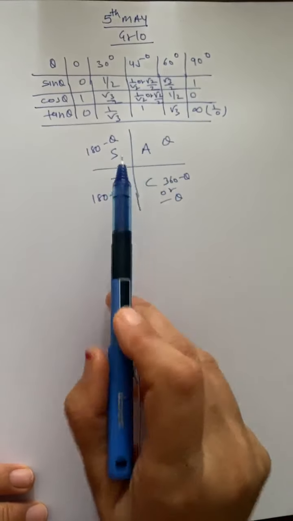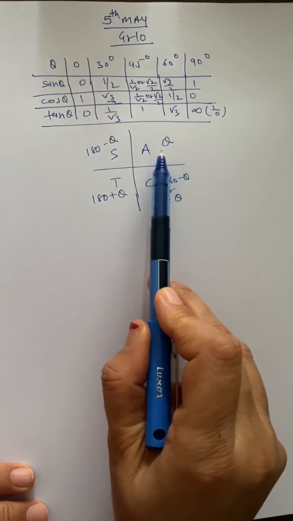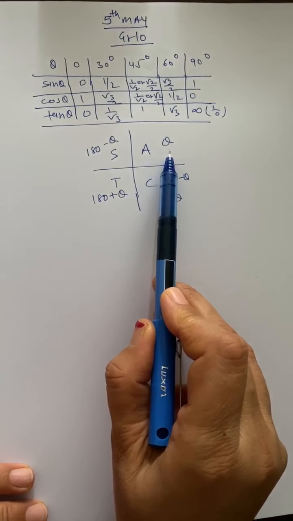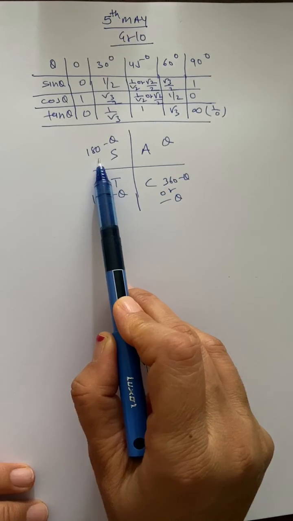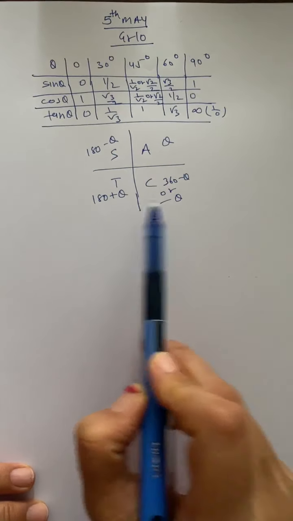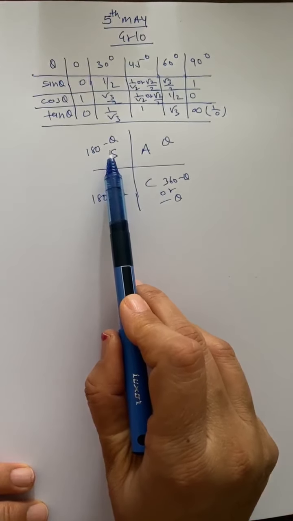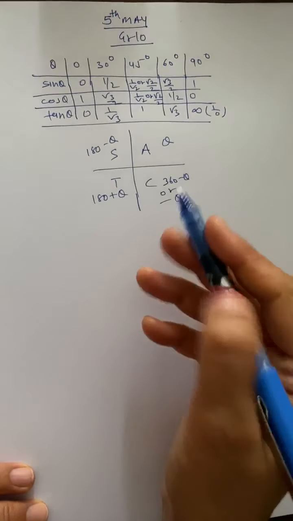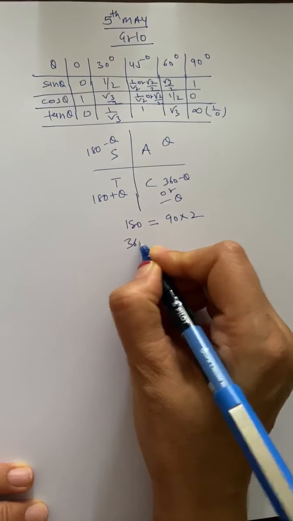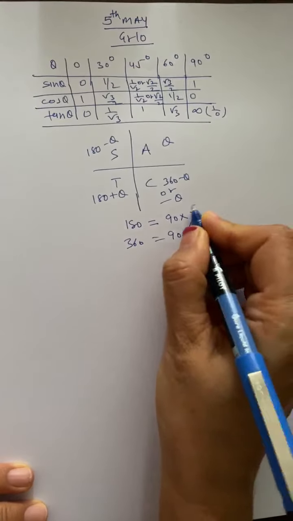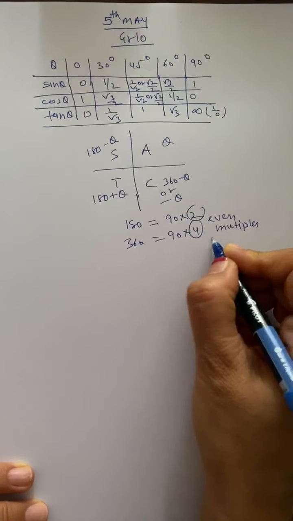And another thing which I want you to know is that theta, this is the first quadrant. We are going to call it theta, which is an acute angle between 0 and 90 degrees. The second quadrant we are going to call 180 minus theta, the third quadrant 180 plus theta, and the fourth quadrant 360 minus theta or negative theta. The reason why I'm calling them 180 minus theta, 180 plus theta or 360 minus theta is that 180 is 90 times 2, and 360 is 90 times 4. So these are the even multiples of 90, as I explained in the previous video also.